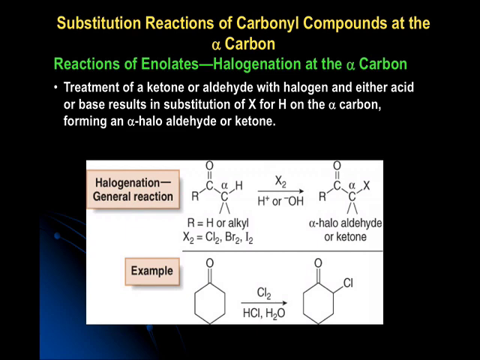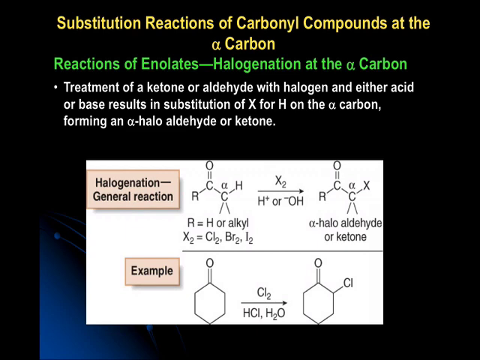So one of the things that we can do with these alpha carbons is we can halogenate them quite easily. For example, if you take a ketone that has at least one alpha hydrogen, you can react it in the presence of acid or base and X2, bromine or chlorine or iodine. Can't really use fluorine, it tends to go boom on us, right? But chlorine, bromine, and iodine work pretty well. And we can replace the hydrogen with a halogen, okay?